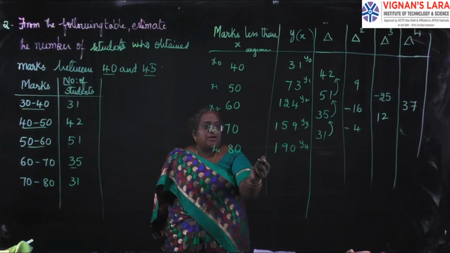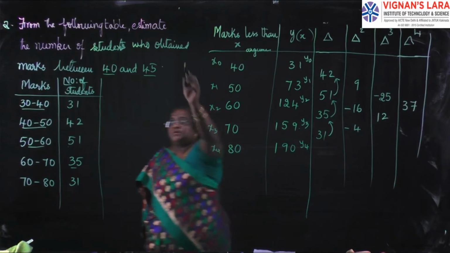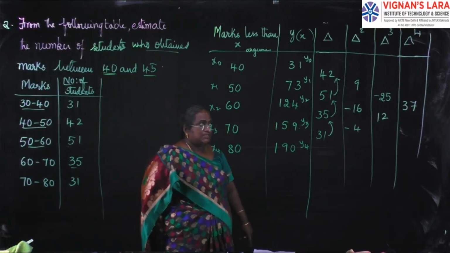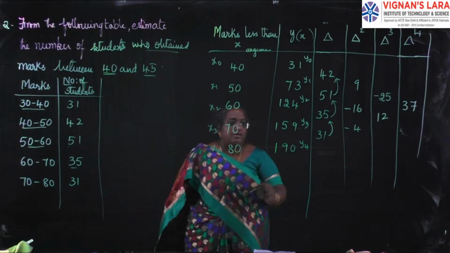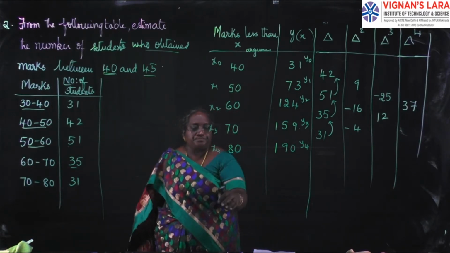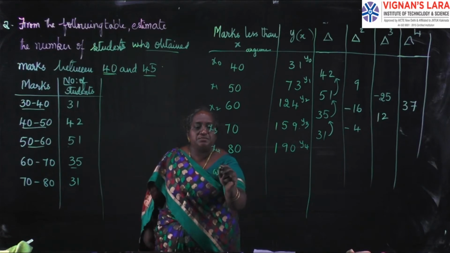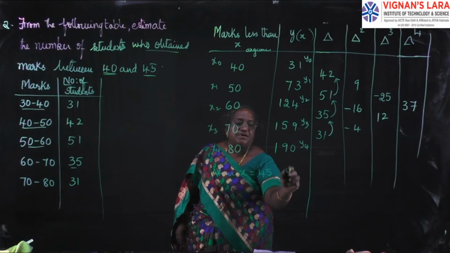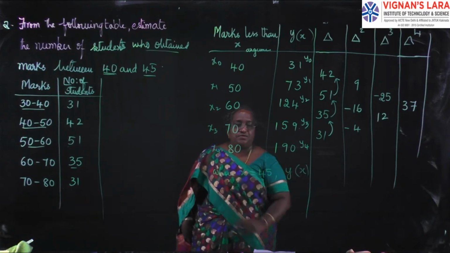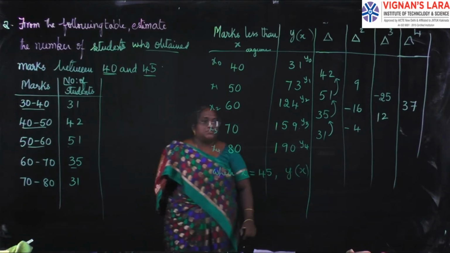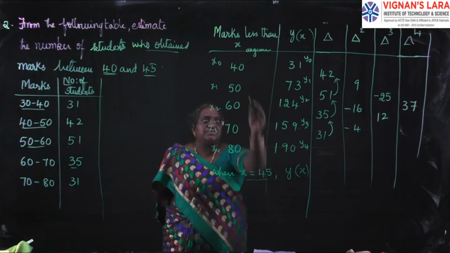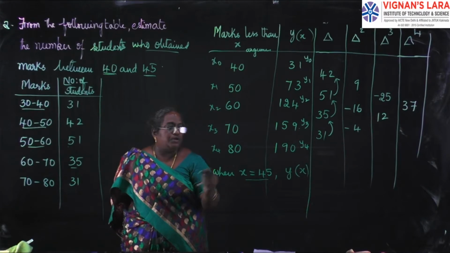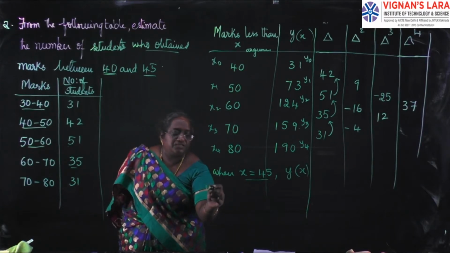Now we have to calculate the number of students who obtained marks between 40 and 45. x naught is 40 here. We need to calculate, when x is equal to 45, what is y of x? This is what we have to calculate. Because x equal to 45 is near the top of the table, let us use Newton's forward interpolation formula. So what is Newton's forward interpolation formula?